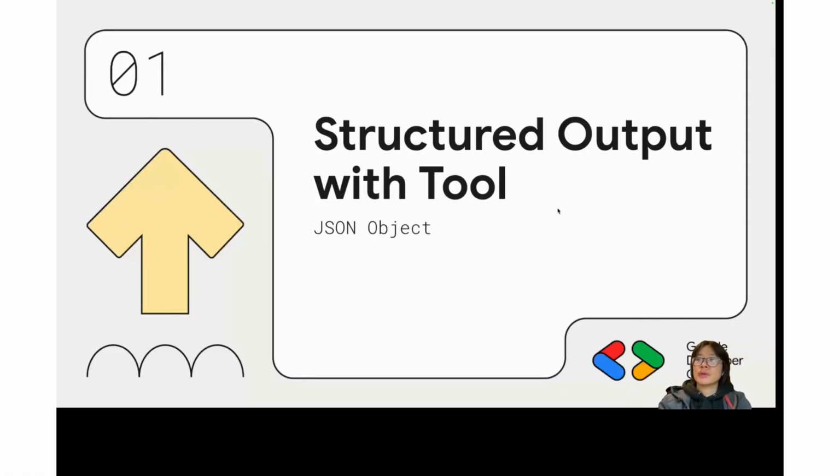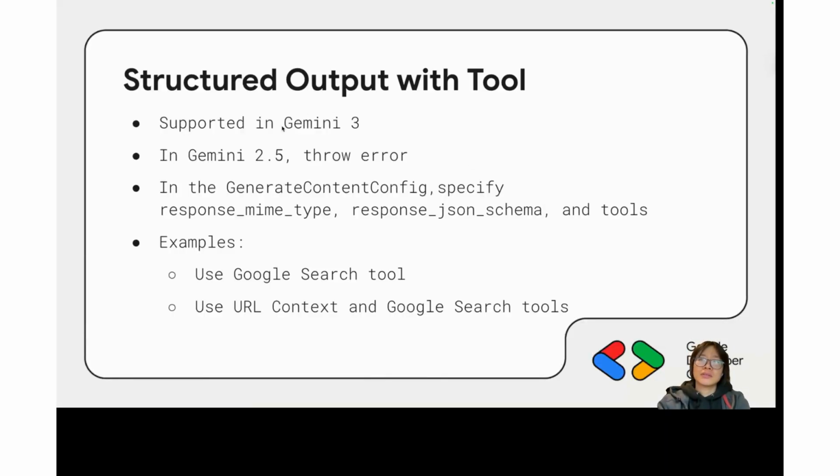Structured output with a tool or tools. It's supported in Gemini 3. In Gemini 2.5, I was told that this can lead to errors. So I can specify response mime type, response JSON schema, and tools in a generate content config.